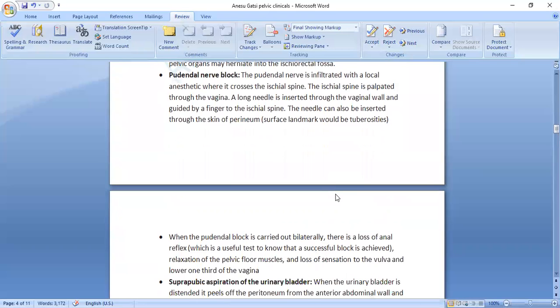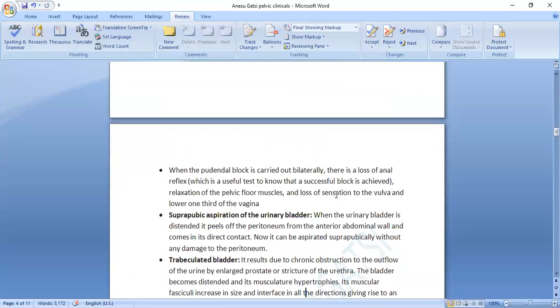So if you carry out the pudendal nerve block bilaterally, you then find that you have loss of the anal reflex. Remember, the pudendal nerve, by nature being a somatic nerve, will actually give innervation to the external sphincter. So it's going to innervate the external anal sphincter.